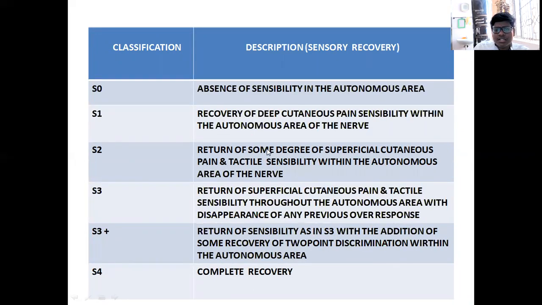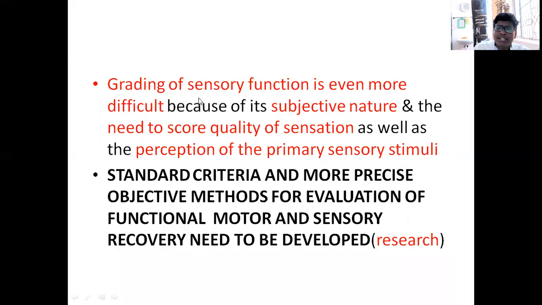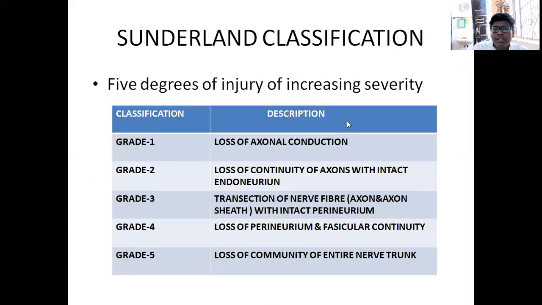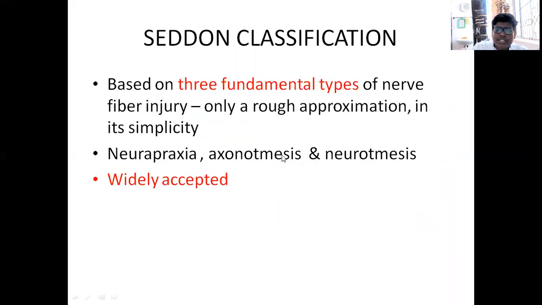This is the sensory classification. Grading of sensory recovery is more difficult because of its subjective nature and needs to score the quality of sensation as per the perception of the primary sensory stimuli. Standard criteria and more precise objective measures for evaluation of functional recovery need to be developed. Then this is the important Seddon's classification, based on three fundamental types of nerve injury: neurapraxia, axonotmesis, and neurotmesis. This is a widely accepted classification in peripheral nerve injuries.